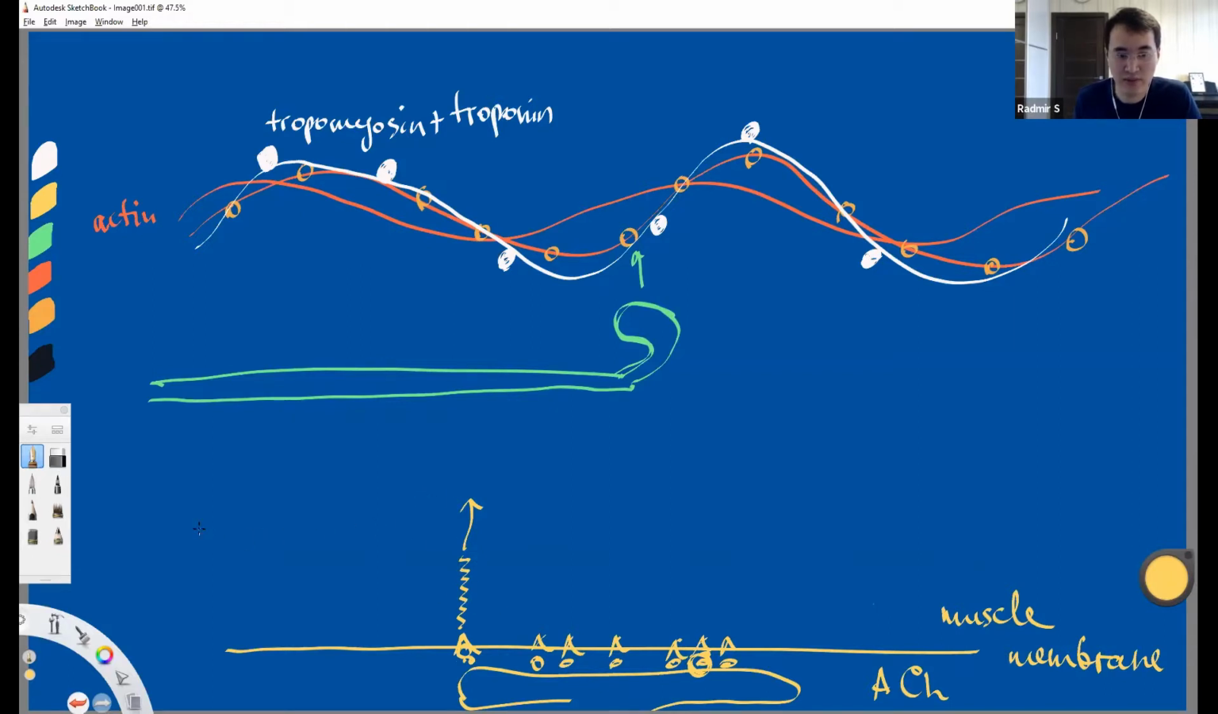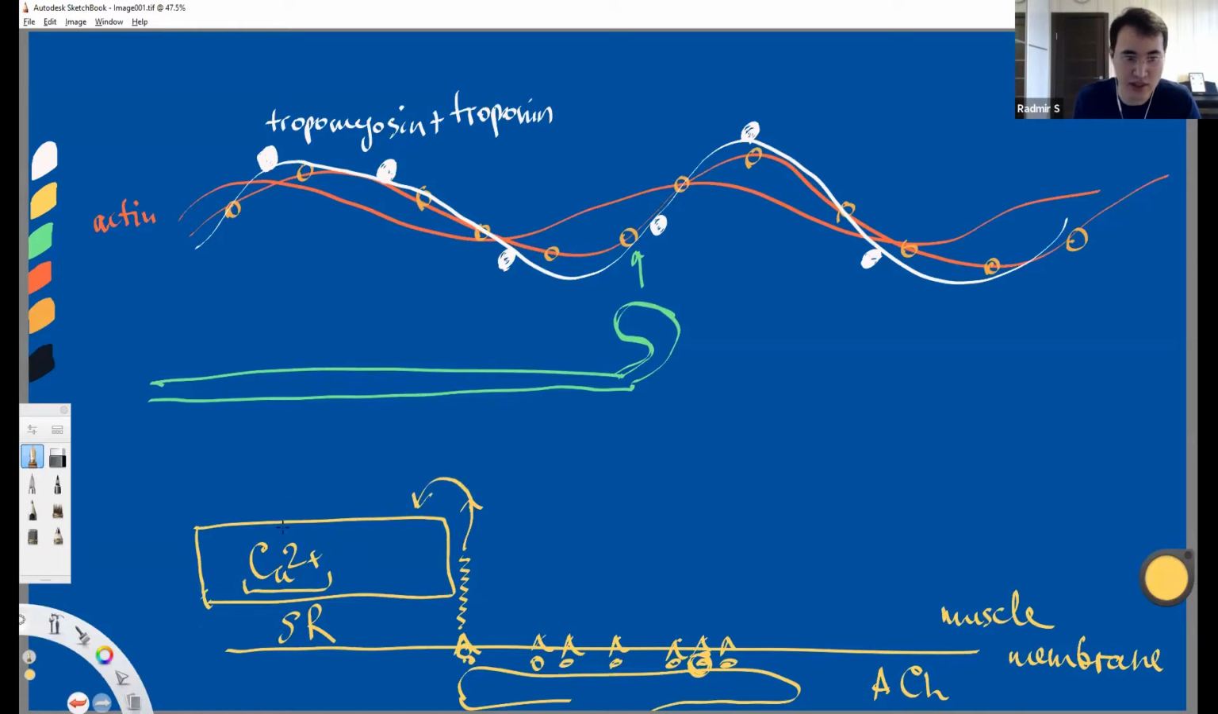the release of calcium ions that are stored inside the sarcoplasmic reticulum. So we have the sarcoplasmic reticulum and calcium ions inside it. This signal affects the sarcoplasmic reticulum and it releases the calcium ions. Whenever their concentration is increased inside the cell, in the cytoplasm, they start binding to our troponin.